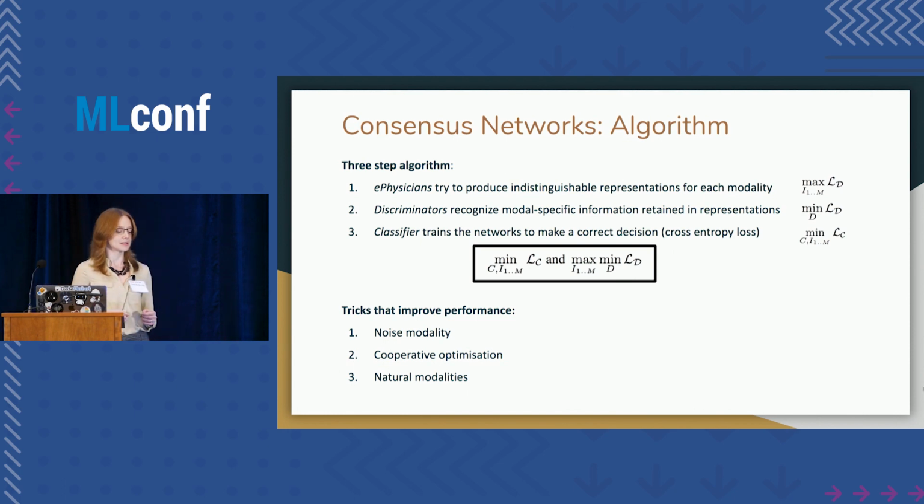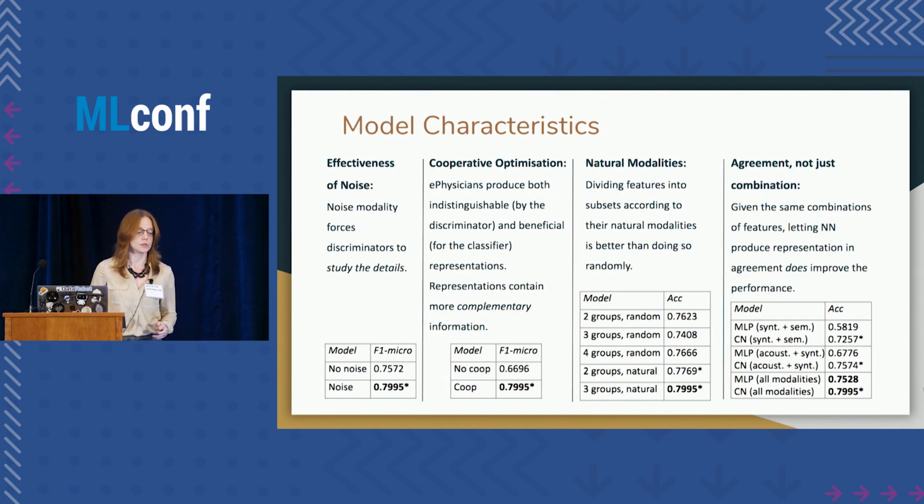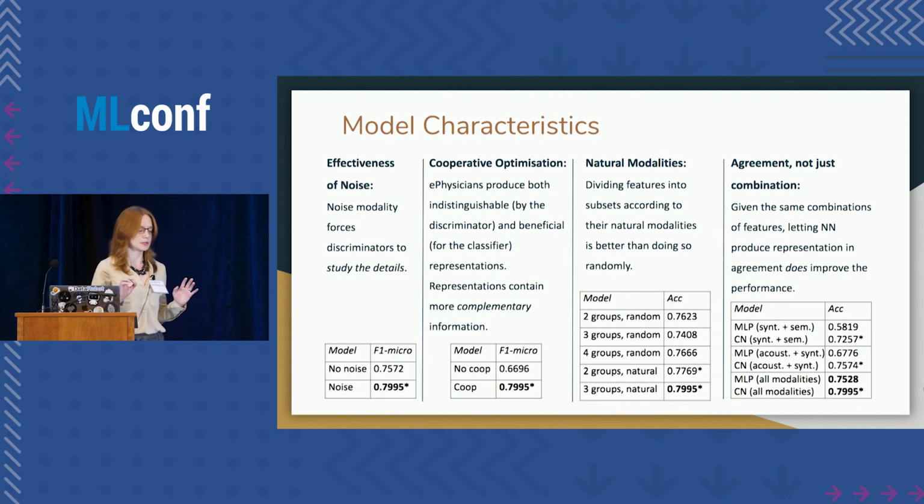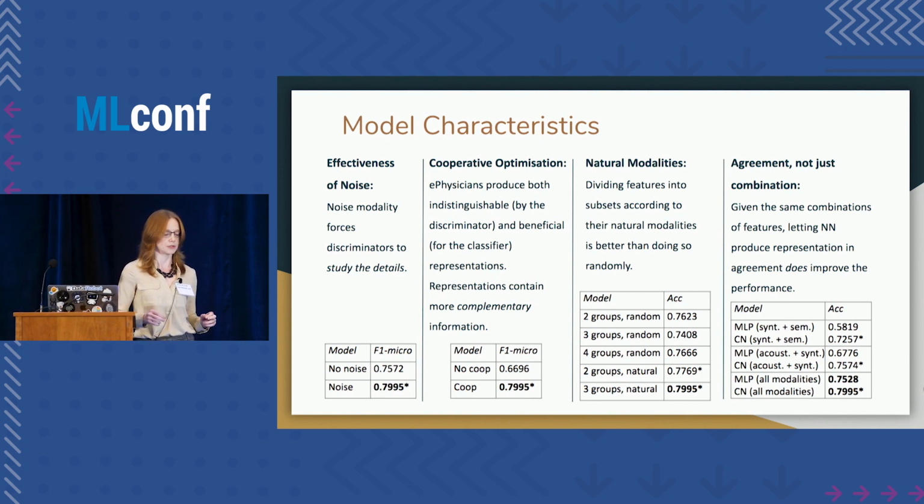There are several tricks that help improve performance in these models, and those are three main things. First, the noise modality that I have mentioned already. Second is the method of cooperative optimization, and the third technique is choosing natural modalities instead of random or any other that you could have chosen. Okay, let's speak in a little more detail about each of those techniques.